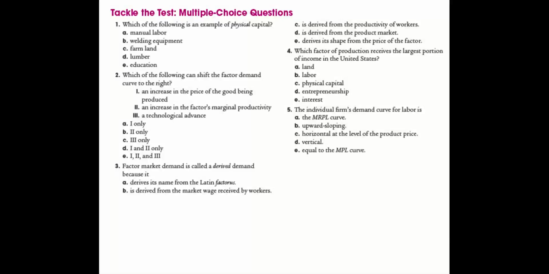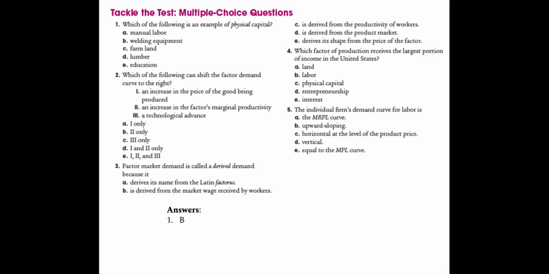Okay. Taking a look at some multiple choice questions. Usually we do these in partners, but we're social distancing, so we're not going to be doing this in partners right now. In a moment, if you could just press pause and write down the answers in your notebook. Pause. Okay, welcome back. Which of the following is an example of physical capital? The correct answer here is B, welding equipment. Remember, physical capital is something that's man-made, like a machine.